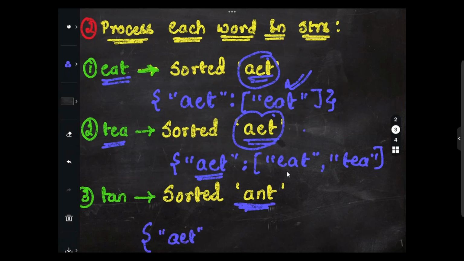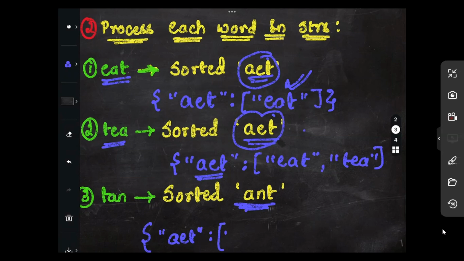In this case, AET was the previous key, and the word we got here is EAT. So what happened to this one? This became AET in this case, TEA, and we got the new key this time, nothing but ant. We can write it this way: ant is the new key, and the word we are pushing here is tan. To this key we are pushing tan, right?